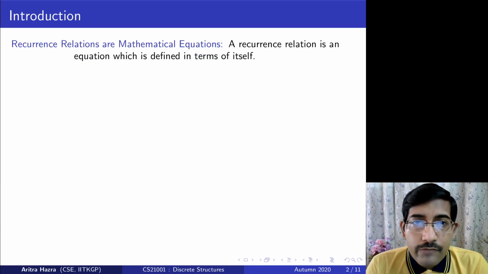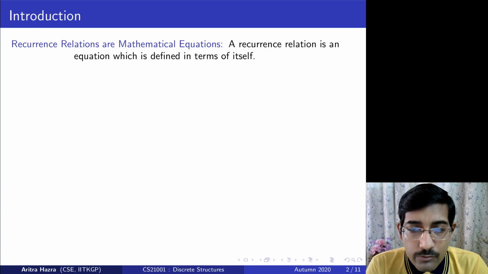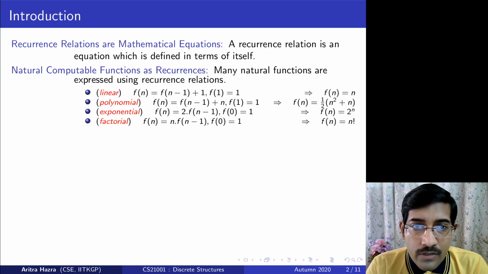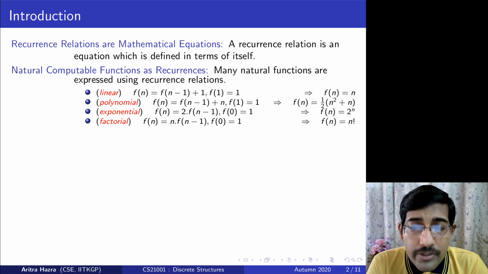So to begin with, as I just suggested, recurrence relations are mathematical equations with respect to functions. A recurrence relation is an equation which is defined in terms of itself. To give you an example, our natural computable functions can also be expressed in recurrence, because when we say something is computable, we have some iterations or some fixed set of operations deployed over that function to compute the final result.